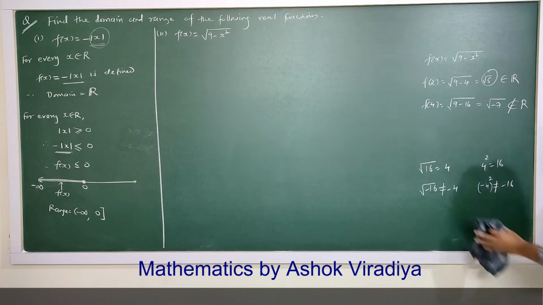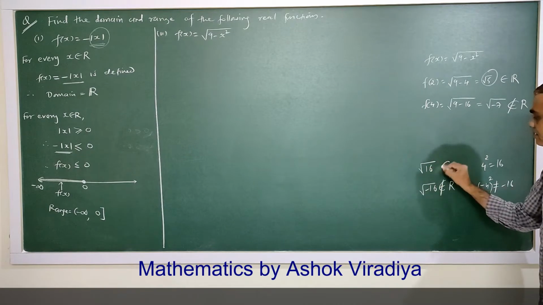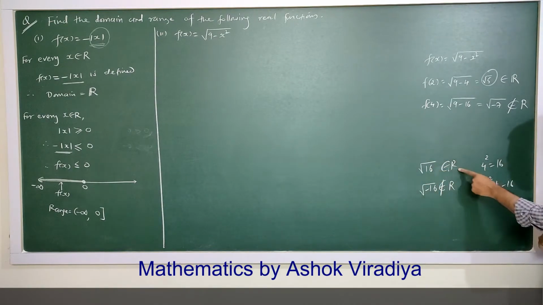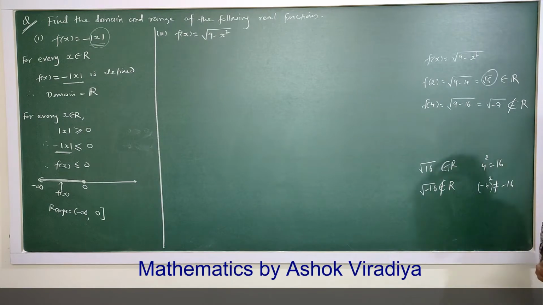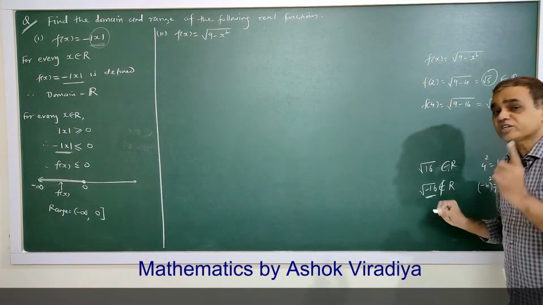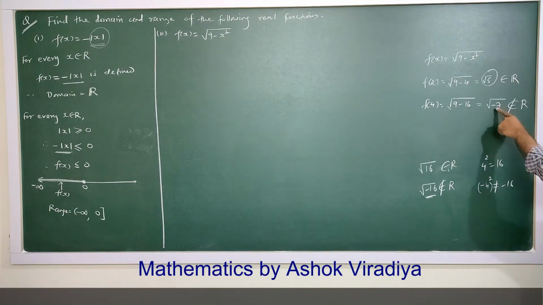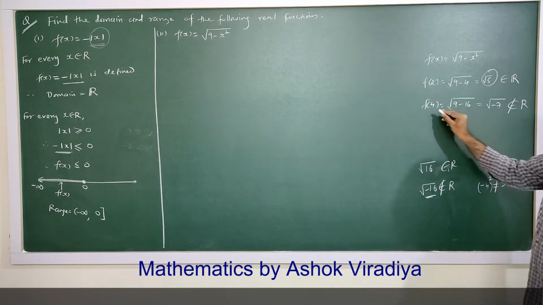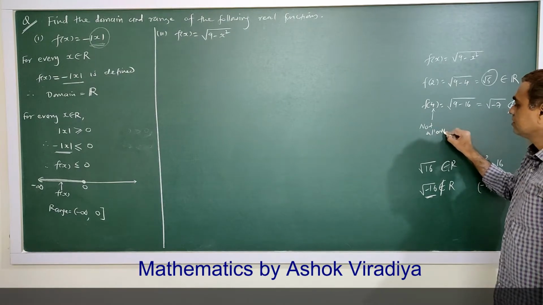Here, this is not defined. It is not in R. This is in R. This is 4. 4 belongs to R. But this is not minus 4. The value does not exist in the set of real numbers. Such numbers are said to be imaginary numbers, not real numbers. So square root of minus 7 is not in R, not possible. And whenever the output is not possible, that means this number 4 is not allowed to be put in this machine.